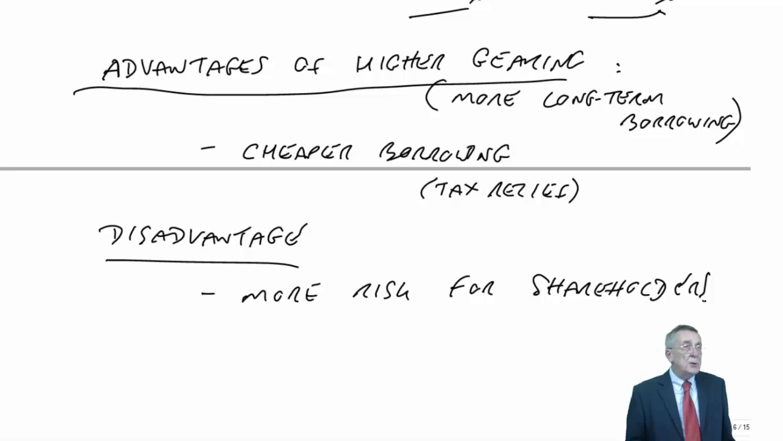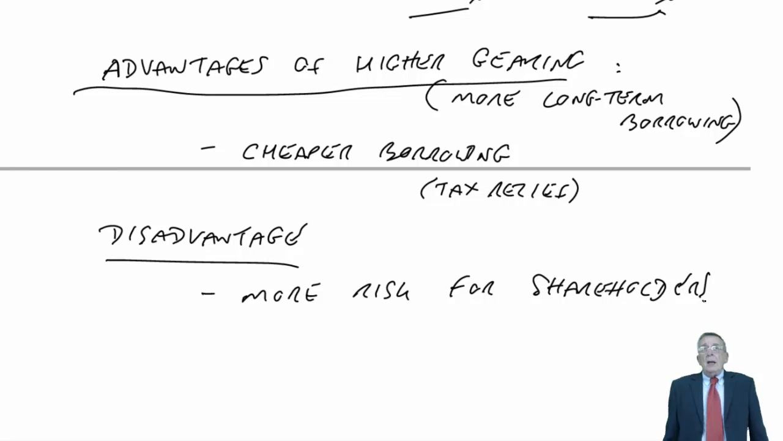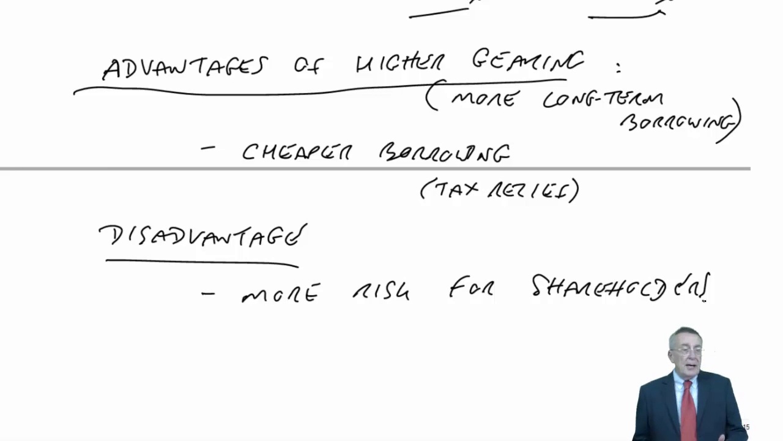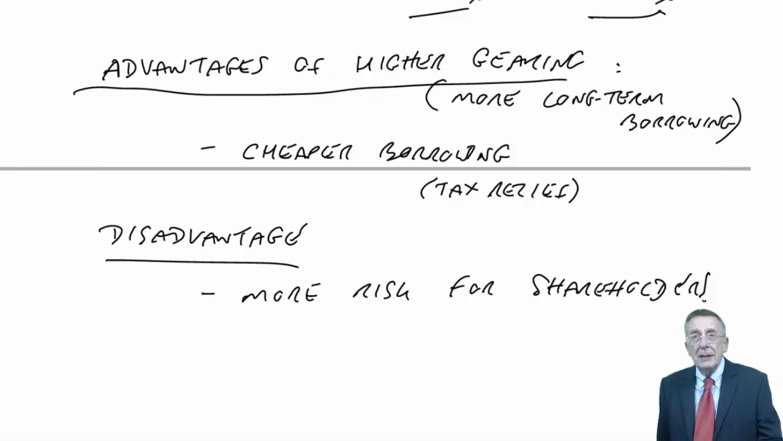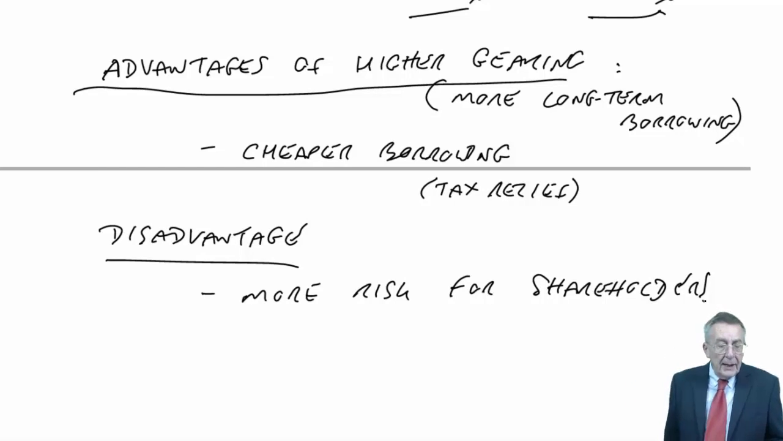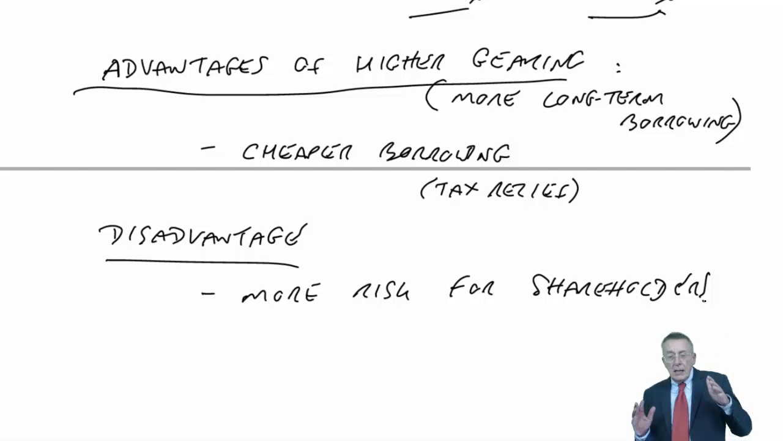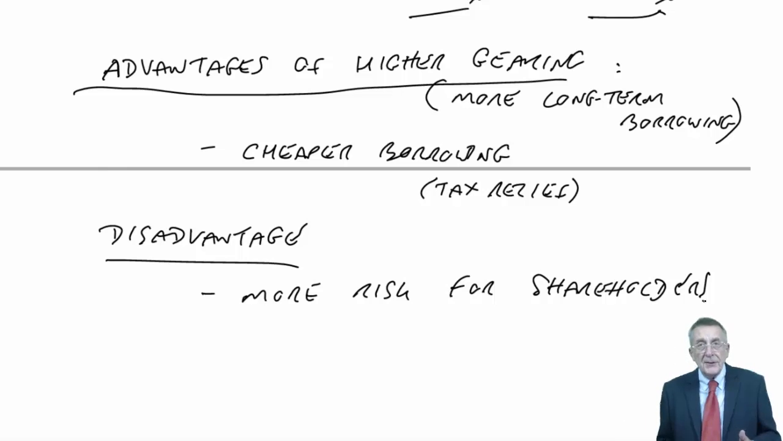And I say more risk in two ways. Most obvious, but least important, is of course if the company ever collapsed, the debt lenders, the long-term borrowing, gets paid out first. The shareholders only get anything that's left. So the more borrowing there's been, the less likely there is to be money left for shareholders.